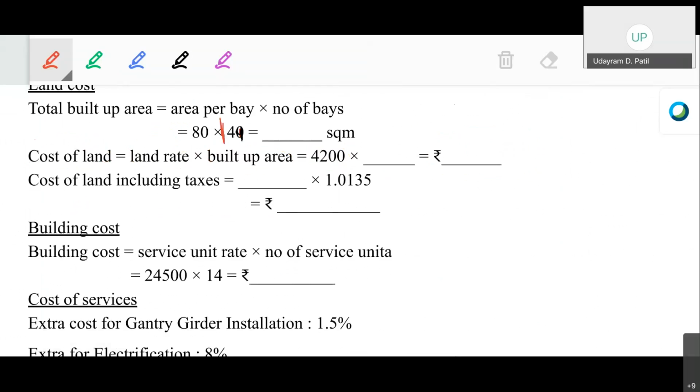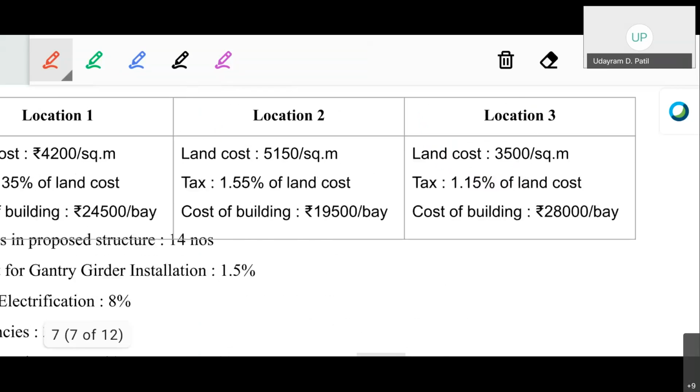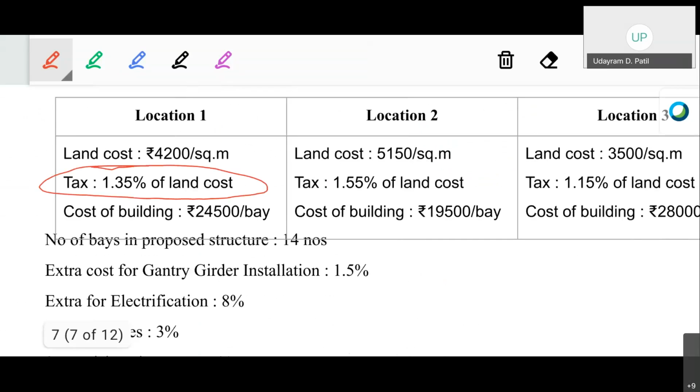The cost of the land is 47 lakh 4,000 rupees. Now that particular cost is without the taxes. Now remember that all of the taxes, जर तुमचे जे काही taxes असतील, that will be taken on the land cost. Okay, only. हा जो काही cost of the building असतो, किंवा हा जो काही rate असतो, that is including all of the taxes.